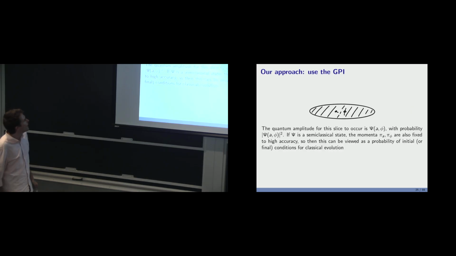We're going to assume that there's an amplitude for this slice to occur at some point in the history, which is given by psi, the wave function, which has these values as arguments, and the probability that it occurs is proportional to psi squared. If psi is a semi-classical state, then the momenta are also fixed to high accuracy, so you can view this as the probability of initial conditions for classical evolution, because we fixed the positions and the momenta.